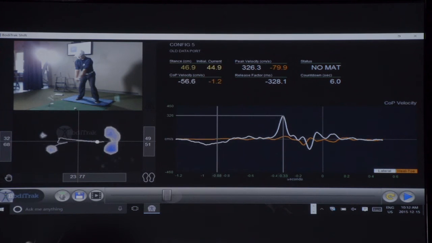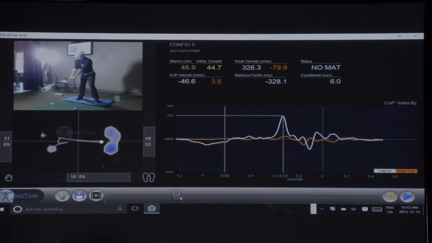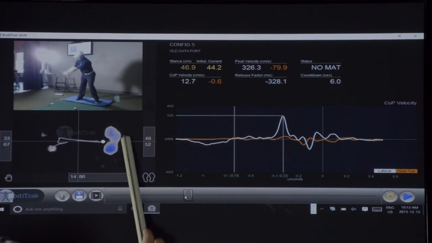When the white dot moves to the trail side, we define transition when this number on the right here, the COP number, flips over to a positive. You're going to see it very quickly flip to a positive as I move the scrubber bar to the right. Right about there is transition, and this is when the number again changes to a positive.